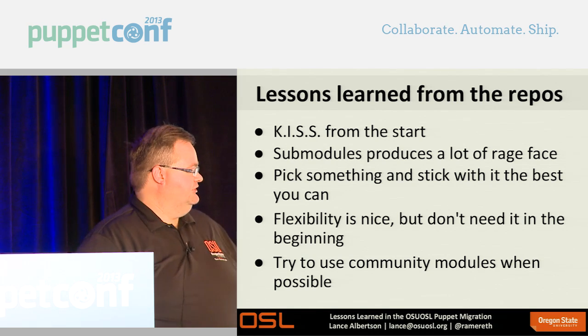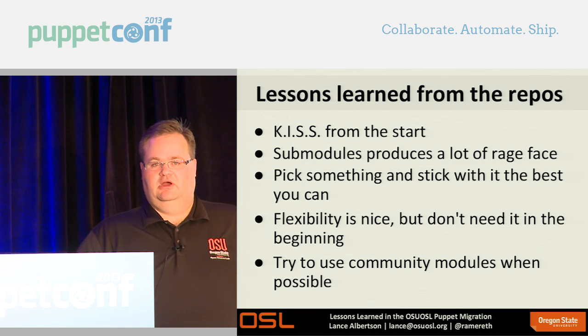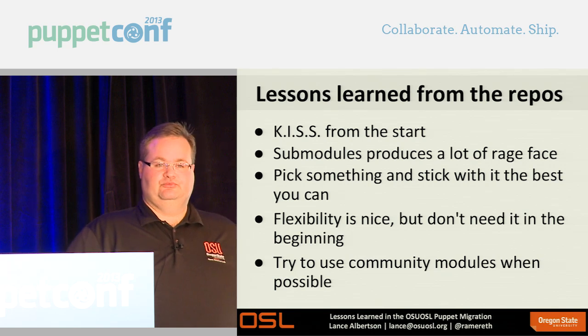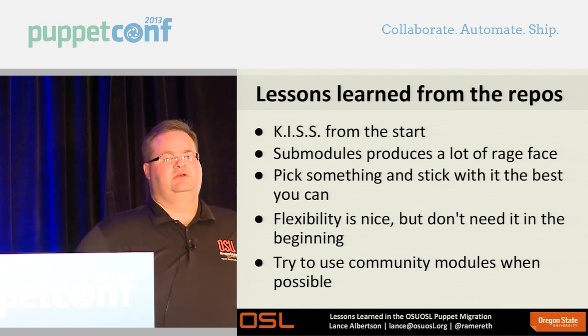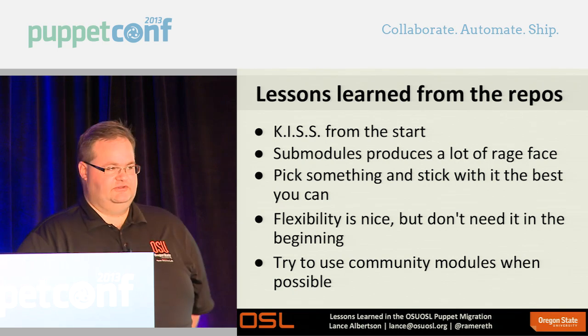Try to use as many community modules as you can. The Puppet Forge has been great. You can find things on GitHub really easily now. When we started doing this, it was really early in the stages, so it was really hard to find modules that we thought were actually good. But that's considerably changed now. So definitely take a look at the community modules.